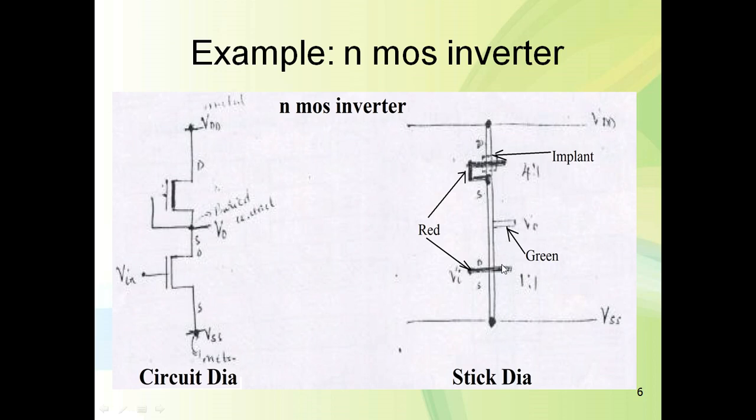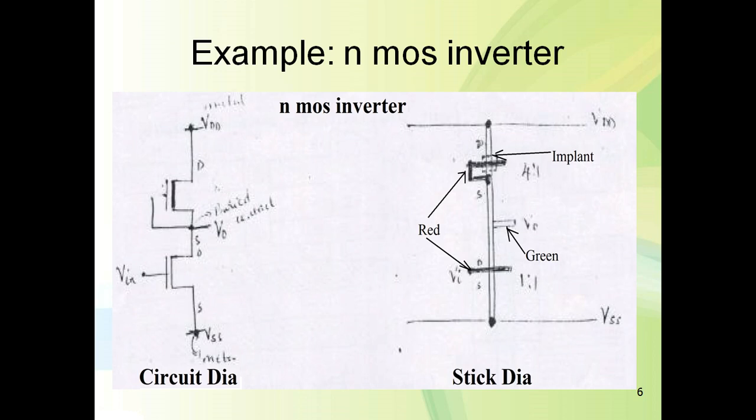Okay, so you can see here, this red line is nothing but the polysilicon, this is green, and this is output taken here. This is a simple stick diagram for NMOS inverter.